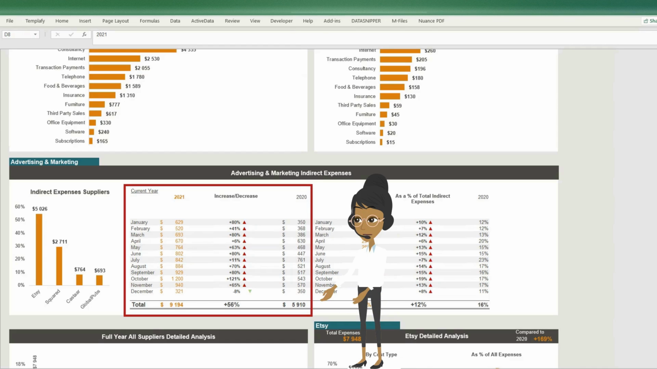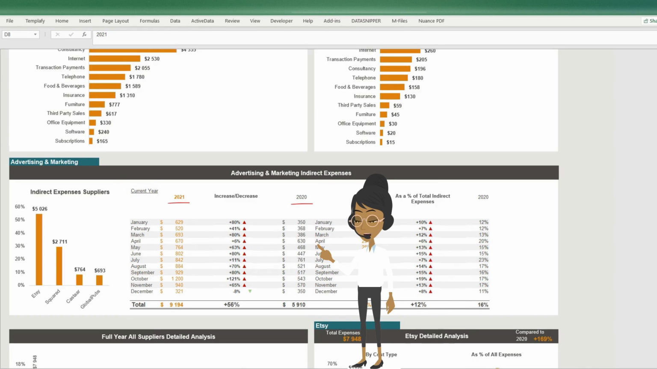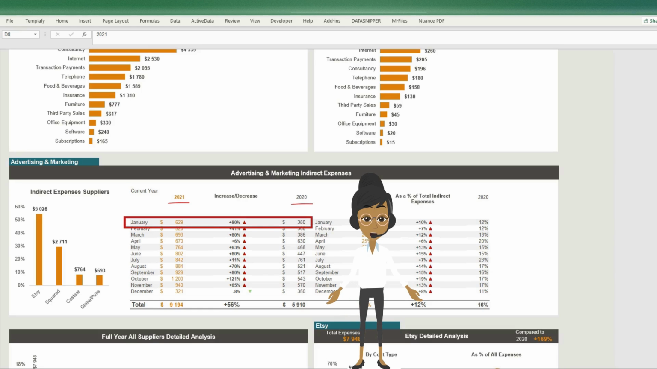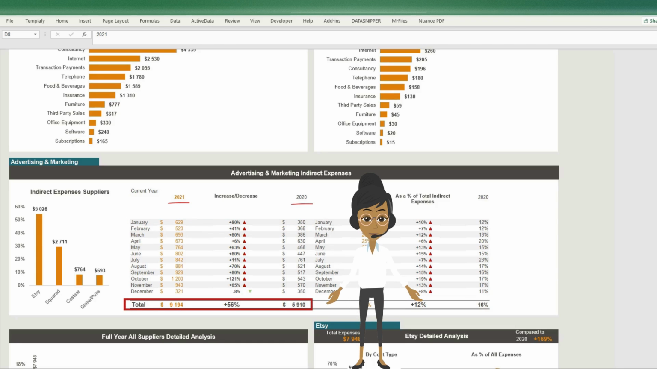The first part of the table shows you the monthly increase or decrease of the advertising and marketing expenses of the current year compared to the year you selected in the Compare To box. For example, in January 2021, advertising and marketing expenses increased by 80% compared to January 2020. You'll find the increase for the full year at the bottom row. In this case, the advertising and marketing expenses for 2021 increased by 56% compared to 2020.